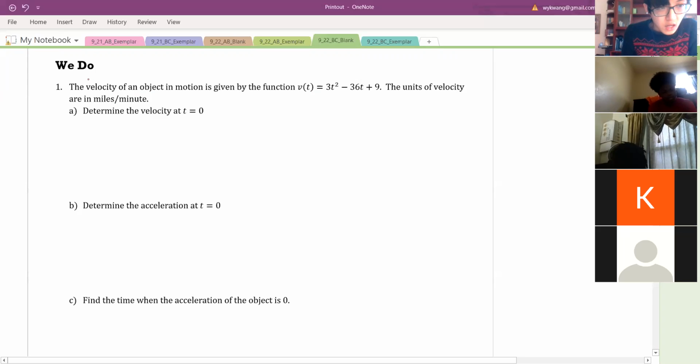When I first read this problem, I see that the velocity of an object in motion is given by the function, and the units of velocity are miles per minute. The first thing I notice is that this says velocity. It does not say position. We talked about how the relationship between position, velocity, and acceleration works. They already skipped a step. They don't even tell us what the position is. They straight up tell us this is velocity, so this is already the x prime of t.